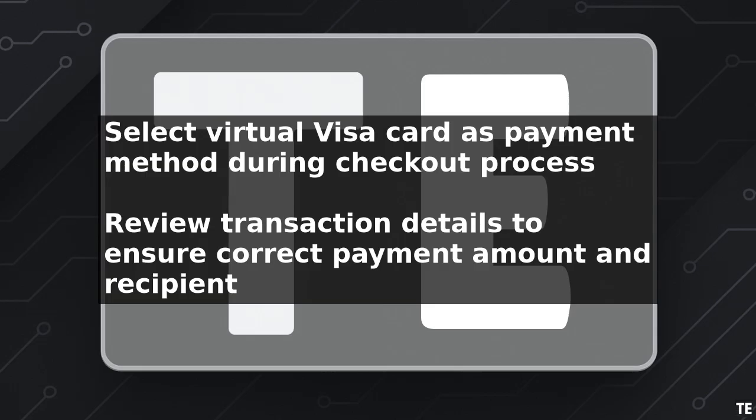To use the virtual Visa card for a transaction, select the card as the payment method when checking out. You can do this by clicking on the Pay with a different payment method option and selecting the virtual Visa card from the list of available cards.